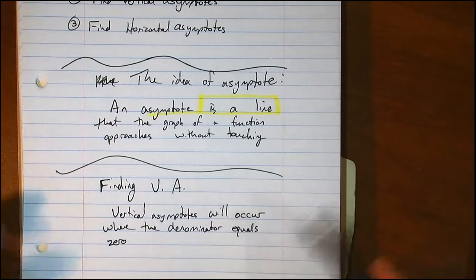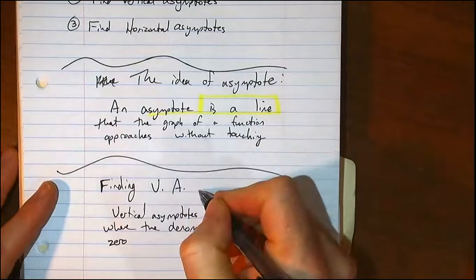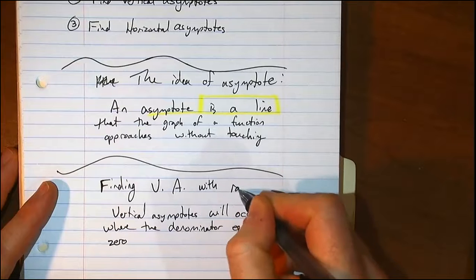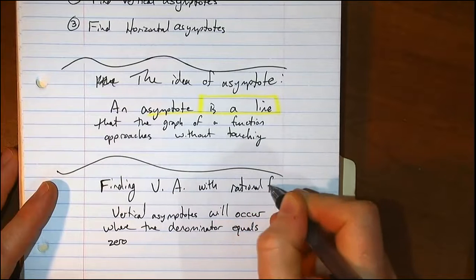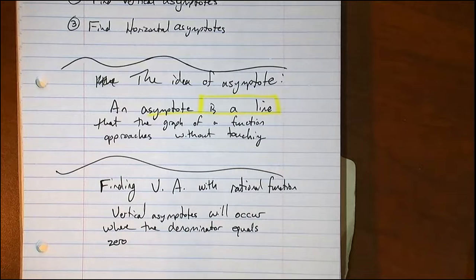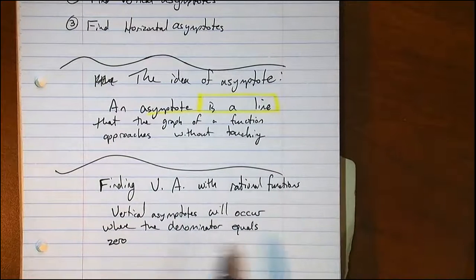But when it comes to vertical asymptotes that are associated with rational functions, when it comes to horizontal or vertical asymptotes associated with rational functions, we will find them only in the places where the denominator is equal to 0. All right, so let's do an example where we do that.